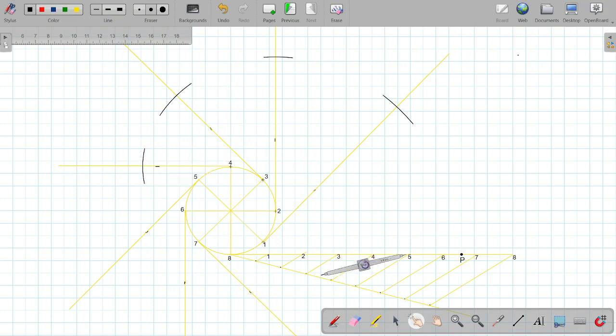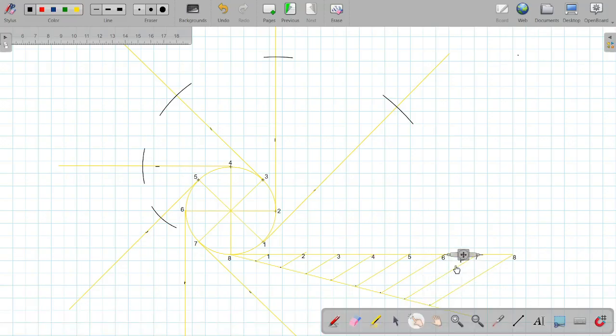From point 5 to point P, then keeping on 5, cutting an arc on the tangent of point 5, then finally measuring the distance from 6 to P.